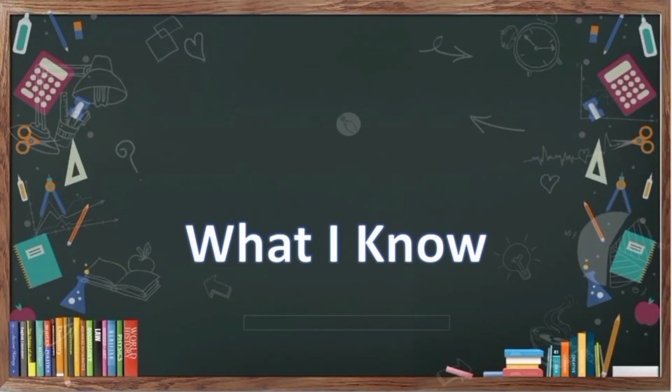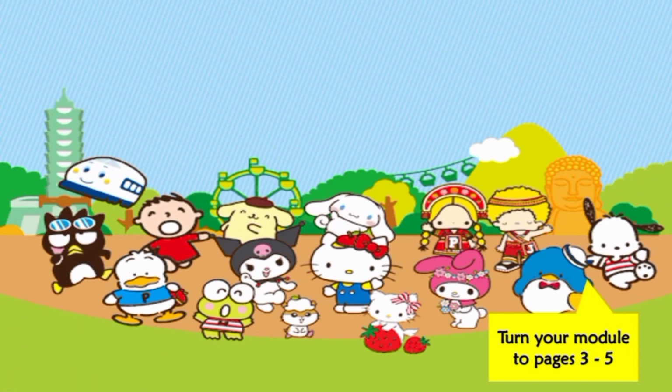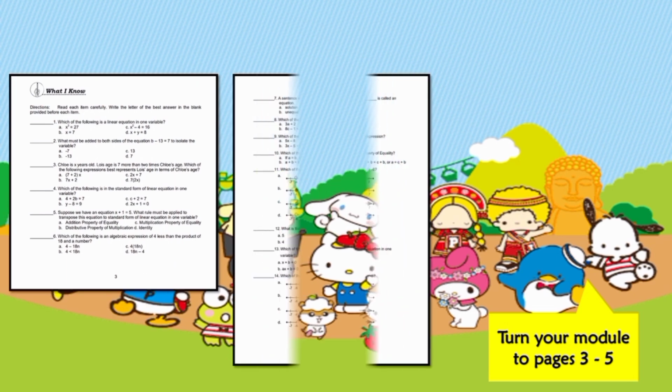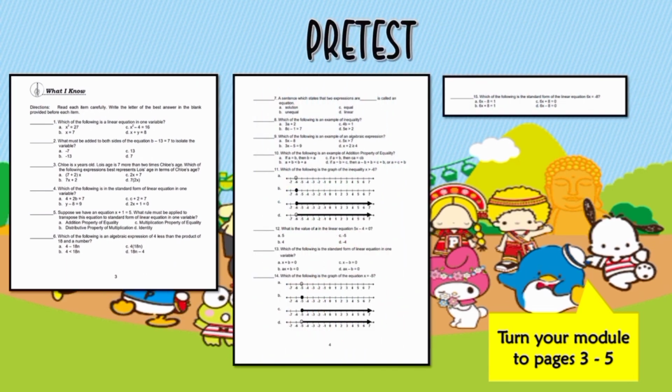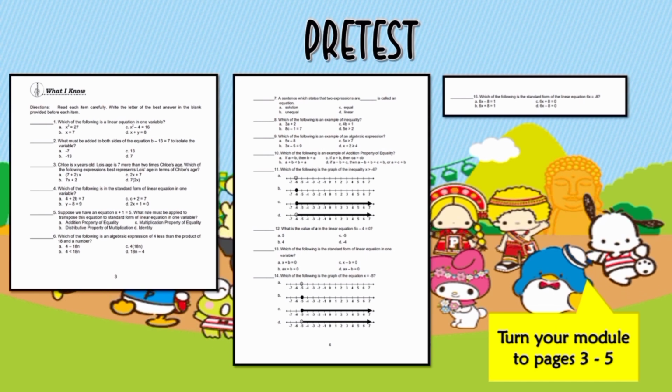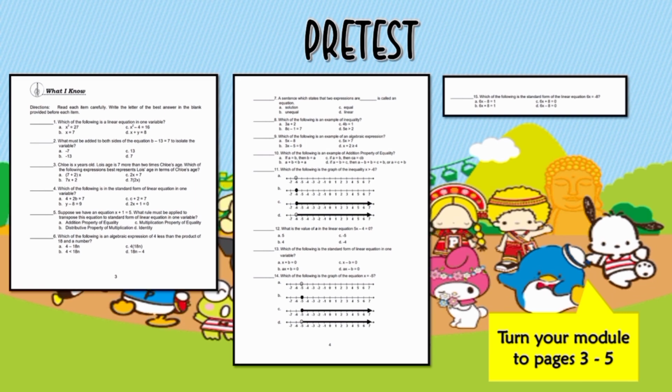What I know. Turn your module to pages 3 up to 5. Let's answer the pretest. Read each item carefully. Write the letter of the best answer in the blank provided before each item.